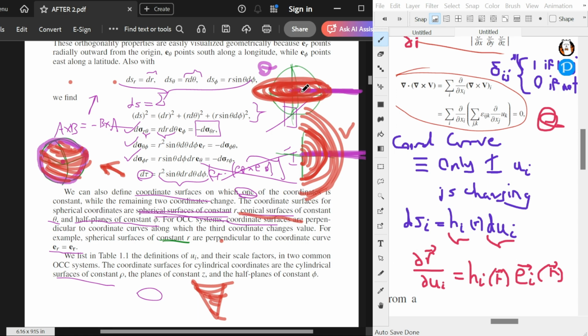So our radius increases. This guy goes around. We can't go up. Shouldn't it also be a plane? Like this guy's a half plane. This guy's a plane. This guy's a sphere. Is a conical surface just a plane?